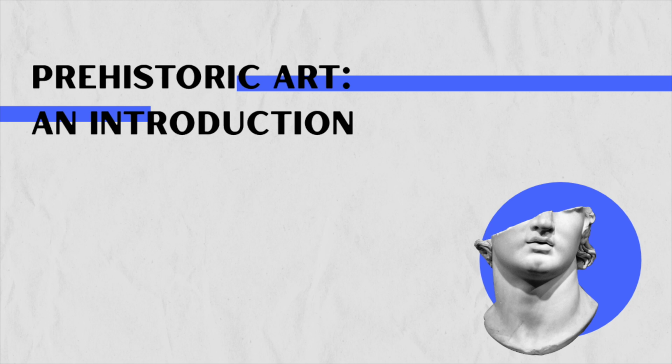Most surviving artworks depict animals such as bison, horses, mammoths, deer, and rhinoceroses. This is the period in which the earliest known figurative art appears.